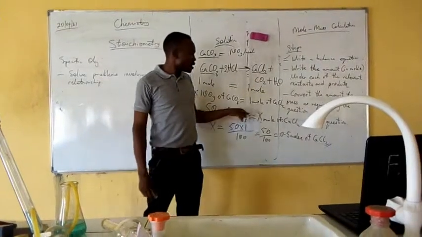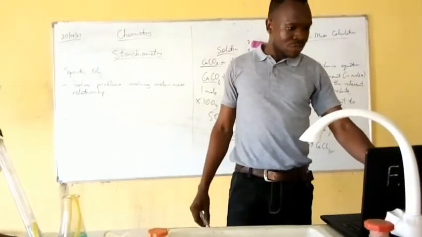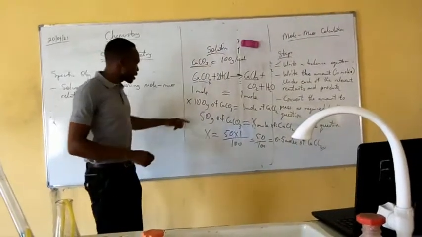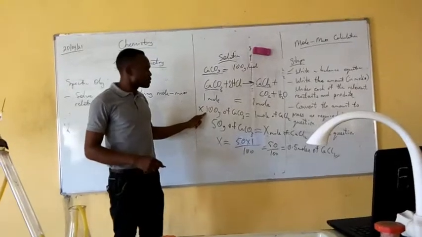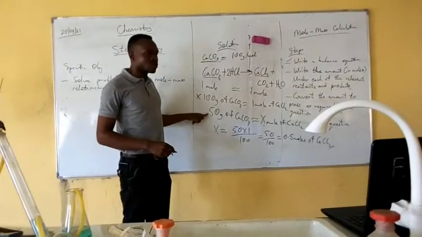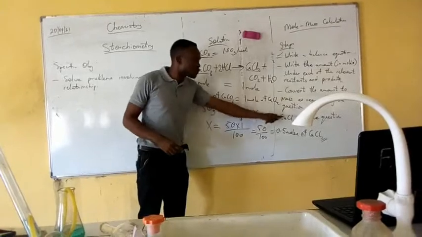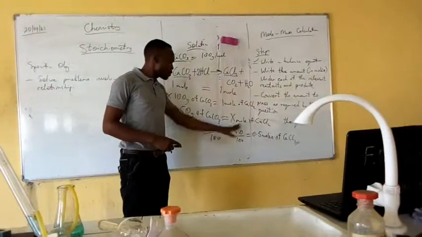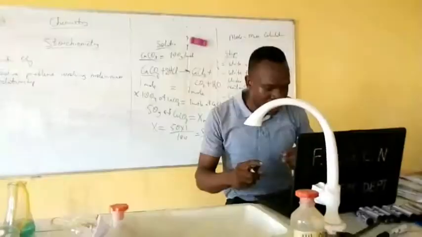Then we need to go ahead to the last step to answer the given question. The given question is how many moles of calcium chloride will be obtained from 50 grams of limestone. So here, these are the established facts of the balanced chemical equation: 100 grams of calcium carbonate gives us 1 mole of calcium chloride. So here is the question: 50 grams of calcium carbonate will give us X mole of calcium chloride. So we make X the subject of the formula, solve, and we get 0.5 moles of calcium chloride. With that, we have succeeded in solving the mole mass relation.